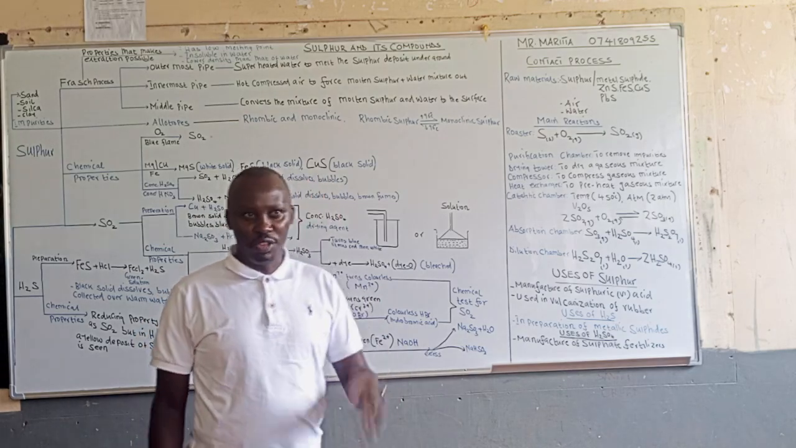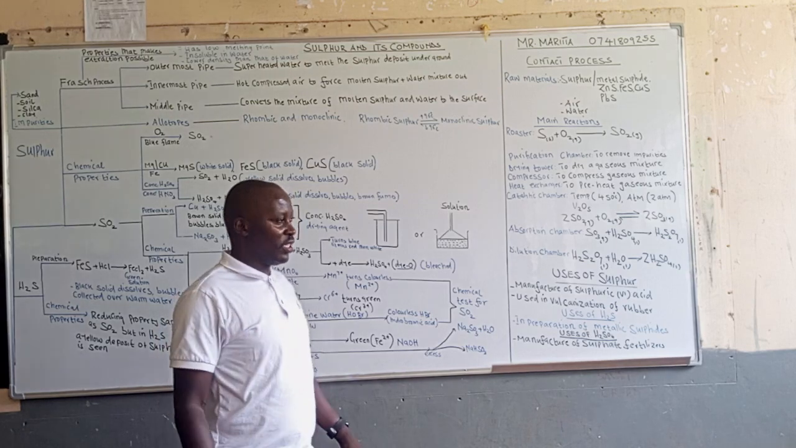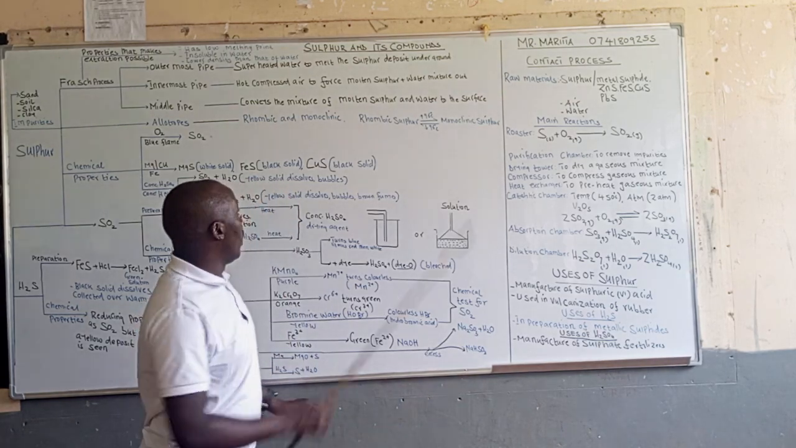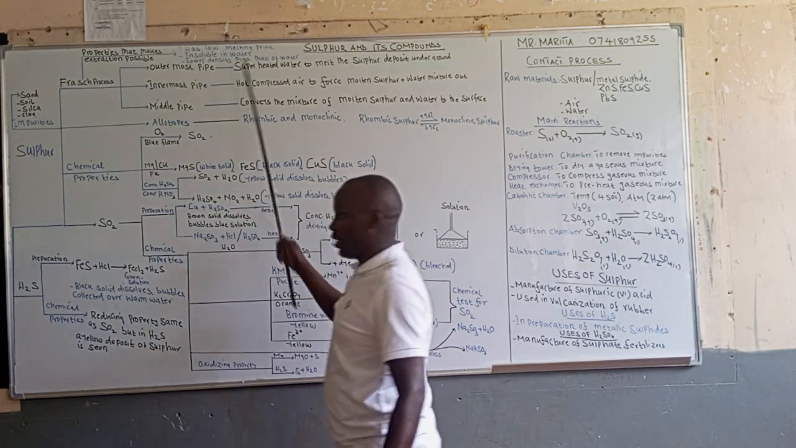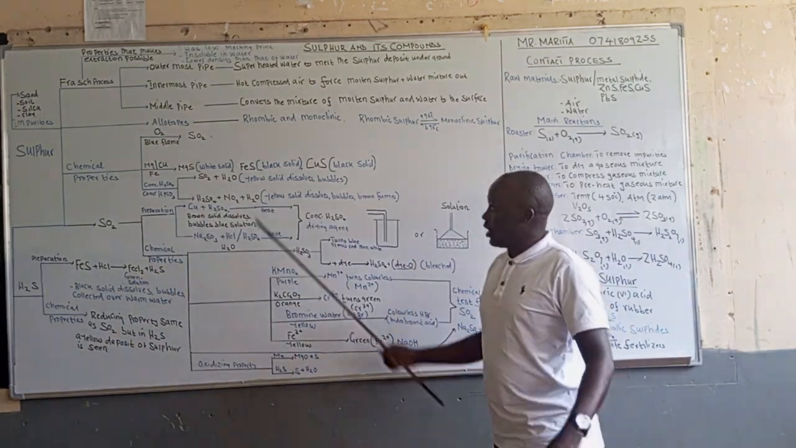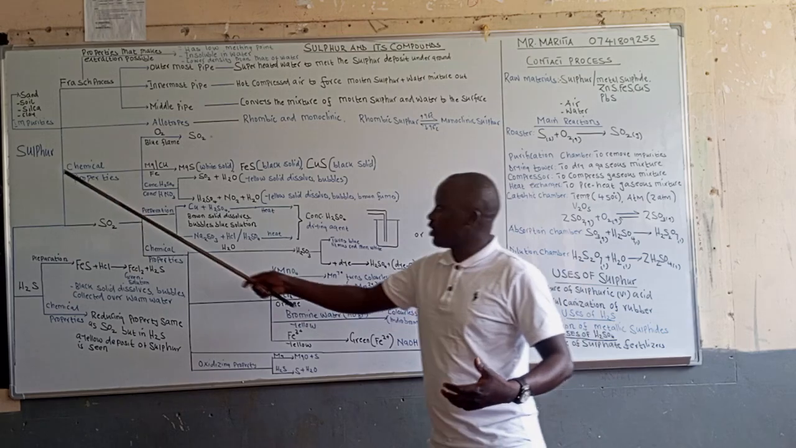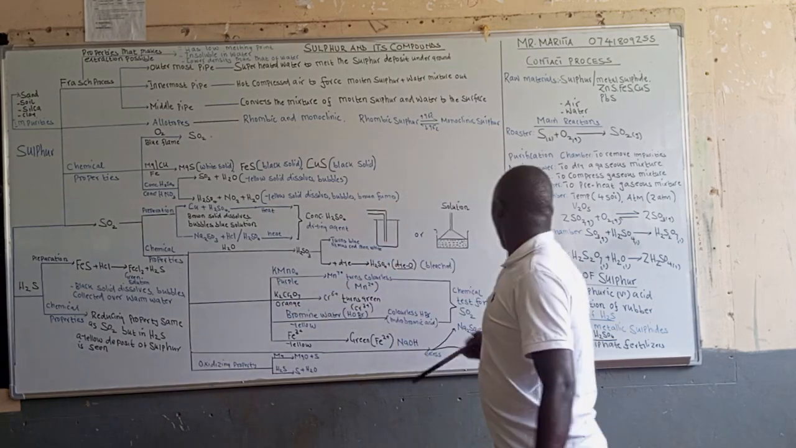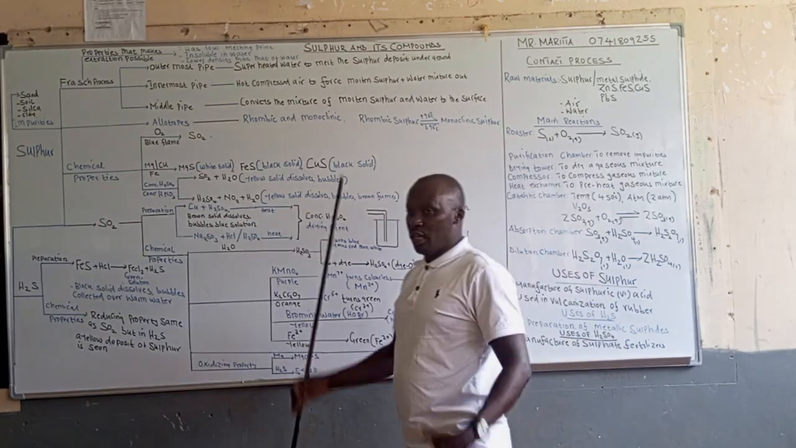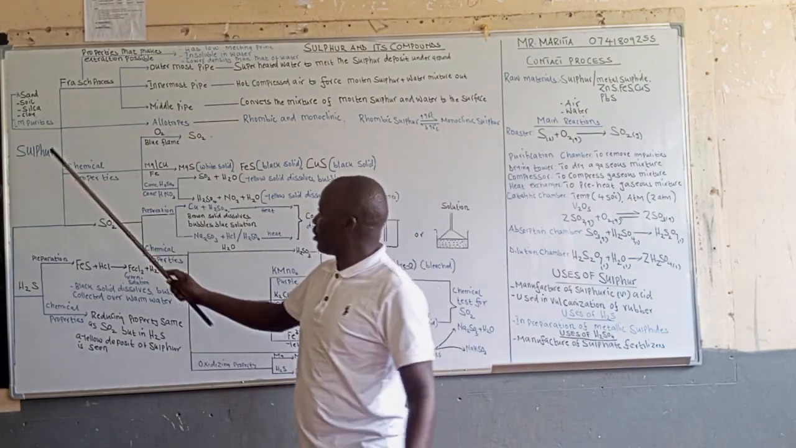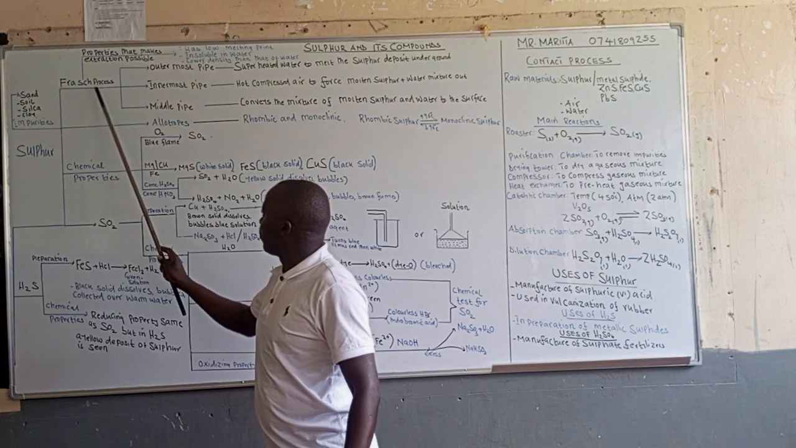Today we are looking at chemistry, industrial chemistry, that is Form 3 work, sulfur and some of its compounds. So here I have done a summary of the whole topic, from the extraction of sulfur until we have the uses of sulfuric acid. As we know, sulfur is extracted by the Frasch process.